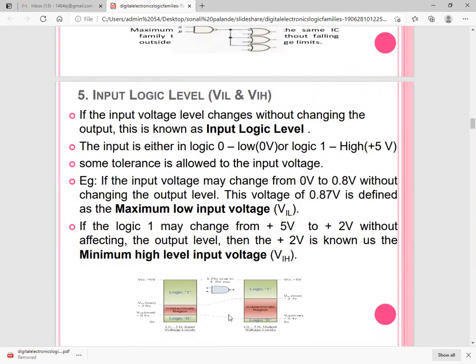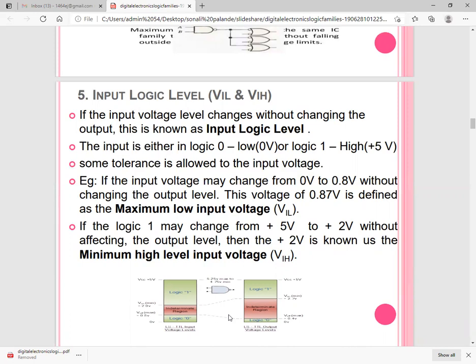Then the fifth specification is input logic level, that is VIL and VIH. If the input voltage level changes without changing the output, this is known as the input logic level. The input is either in logic 0, low, 0 volt, or logic 1, high, that is plus 5 volt.